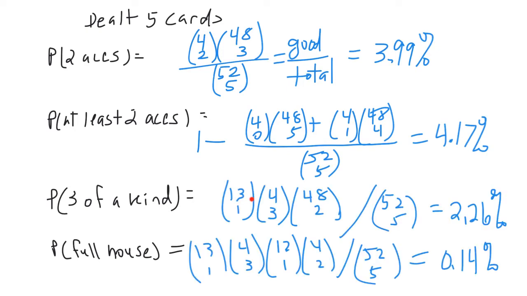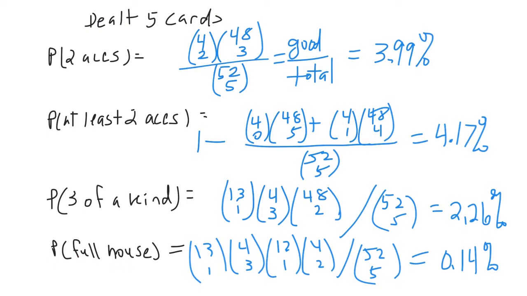In these last 2 questions, if I'm going to get 3 of a kind, first, of the 13 different kinds of cards in the deck, ace, 2, 3, 4, 5, all the way up to king, I've got to pick one of those types of cards. Then I've got to pick 3 of the 4 of that type. And then I've got to pick 2 of the remaining 48 cards that are not whatever type of card this is. So pick a king, pick 3 of the 4 kings, pick 2 cards that aren't kings, over the total.